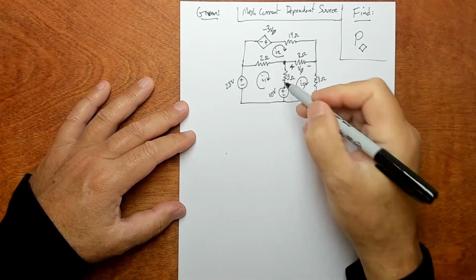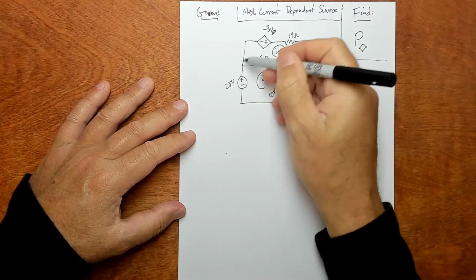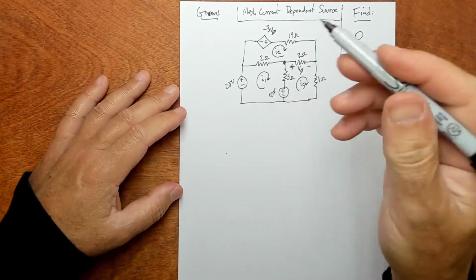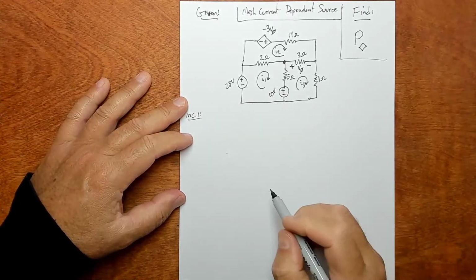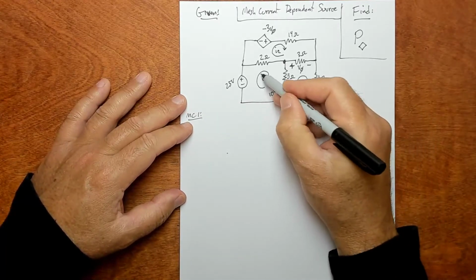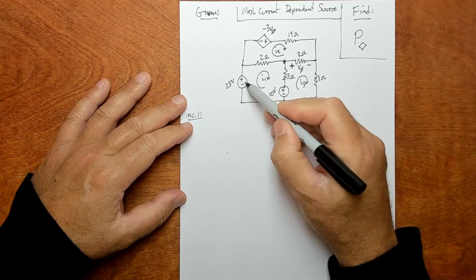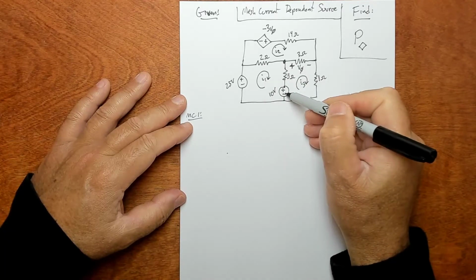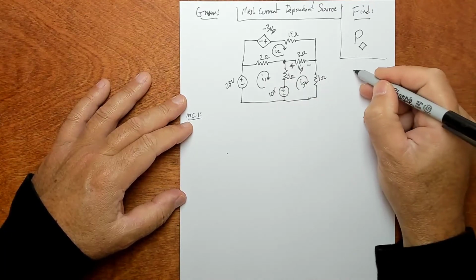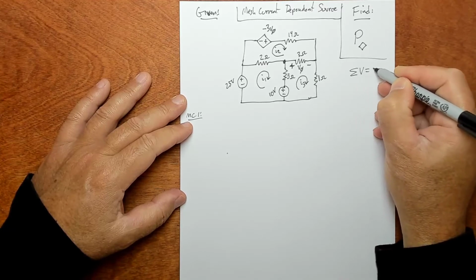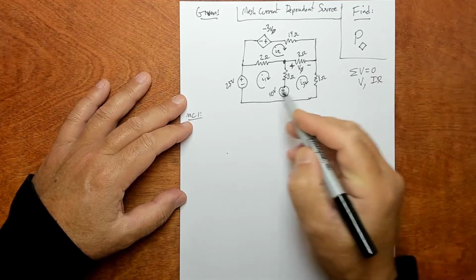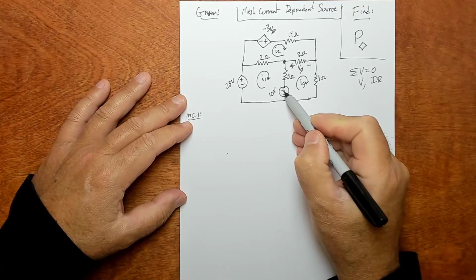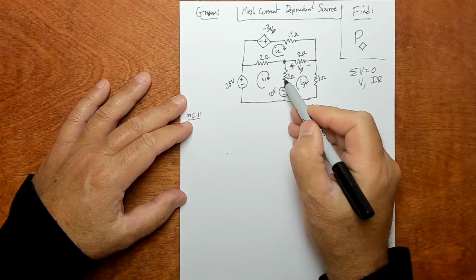Okay, there's 3 meshes. Well, actually there's 4, but we typically don't use the outside mesh. So mesh current equation 1 is going to be going around this loop. Remember, for this method, we're summing the voltages to 0, and those voltages will either be V or IR. This is going to be a V, this is going to be a V, this will be an IR, and this will be an IR.